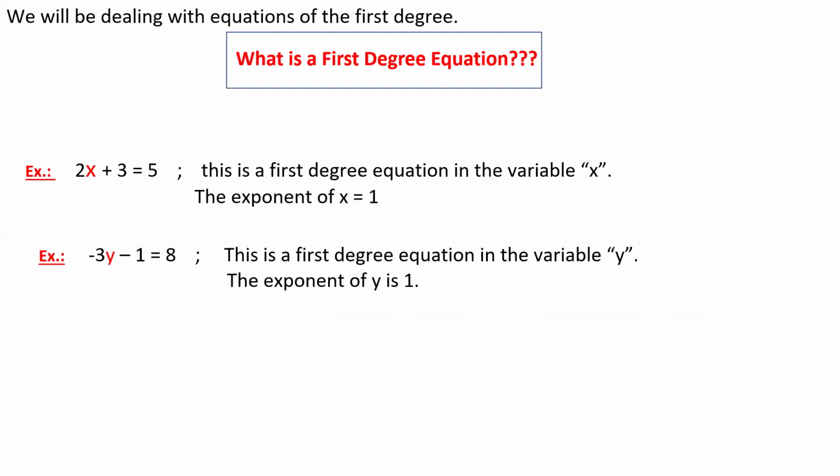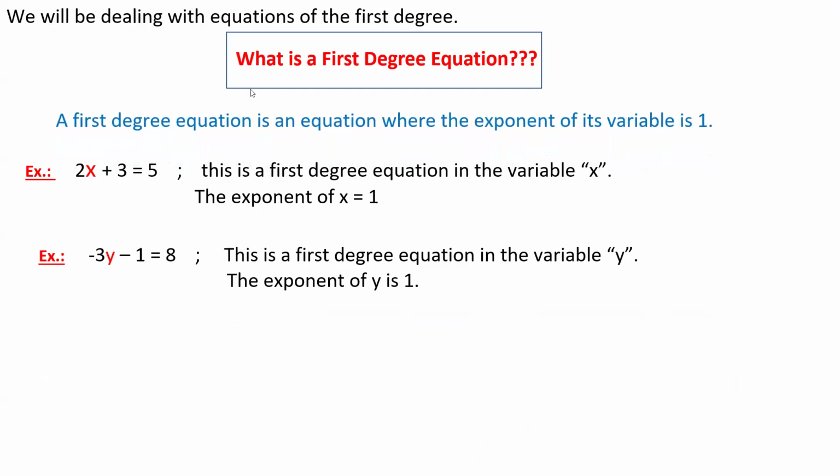We will be dealing with equations of the first degree. So what is a first degree equation? A first degree equation is an equation where the exponent of its variable is 1. So the variable in the equation has an exponent 1. For example, 2x plus 3 equal 5. If I look at the x here, it has no exponent. So its exponent is 1. This is a first degree equation in the variable x, and the exponent of x is 1. So this is a first degree equation.